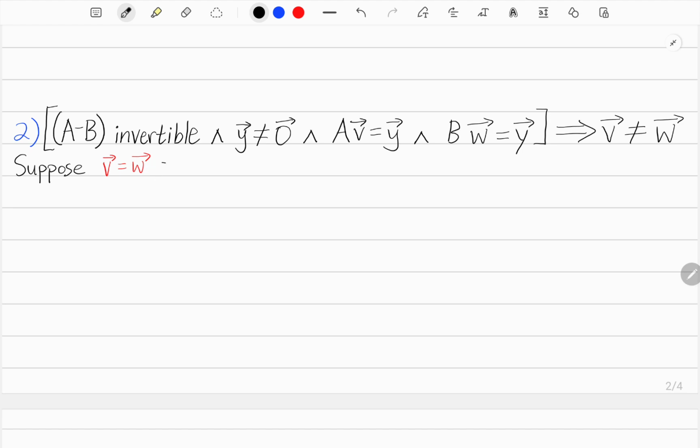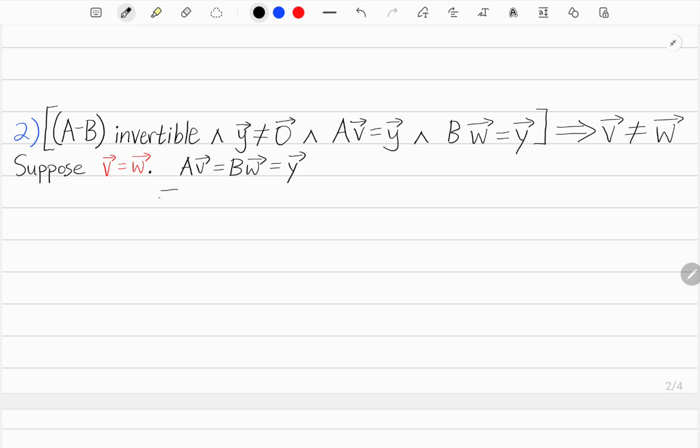Then what you have is that, well, if V is equal to W, okay, no problem. Then we have AV. Okay, so now let's start with AV equaling BW, because they're both equal to Y, right? Y is equal to AV is equal to BW, is equal to Y. I'm just gonna write that down.